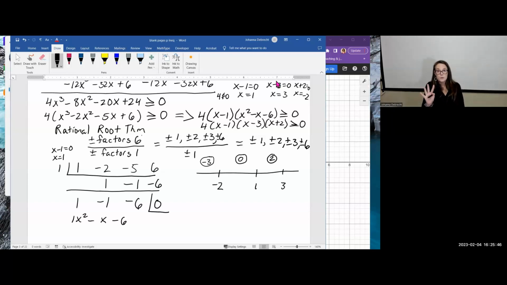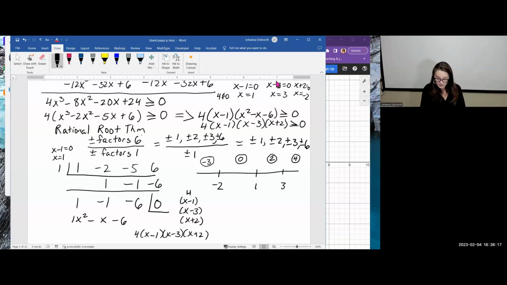Notice that I now have a 4th region, which is to the right of 3, so I could pick 4, 5, 6, etc. Now I need to write down my factors. So I've got the factor 4, I've got the factor x minus 1, I've got the factor x minus 3, and I've got the factor x plus 2. And then I need to have the combination of all of them. Oops, that's supposed to be a minus. And x minus 3 and x plus 2.